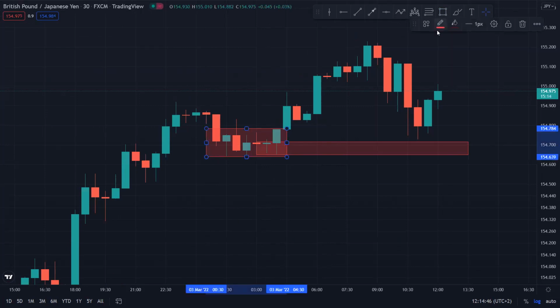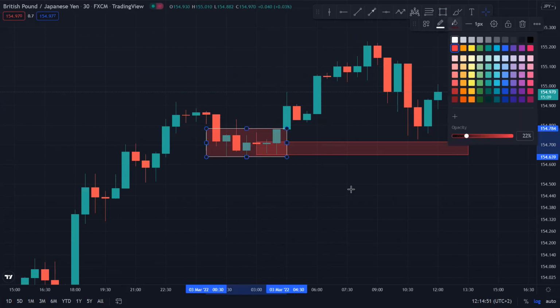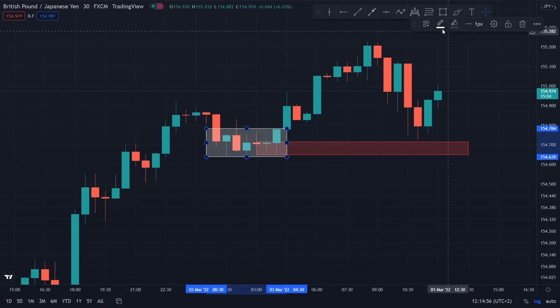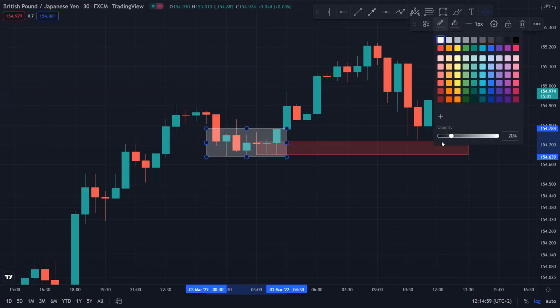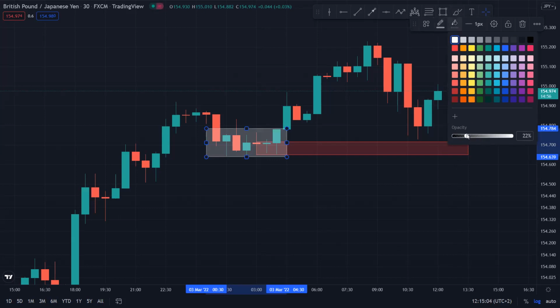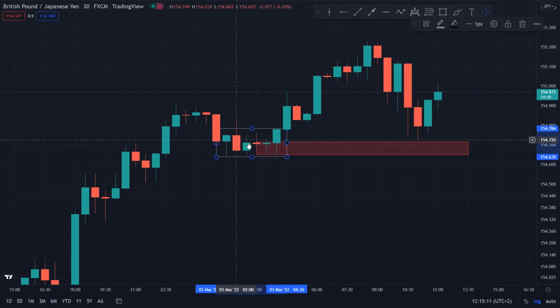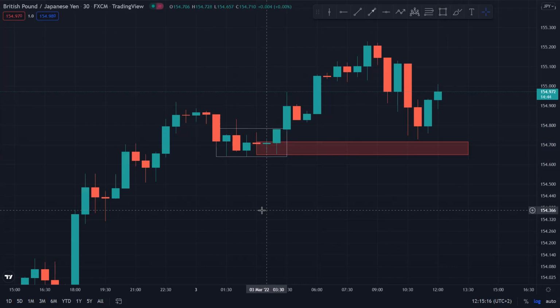So that red box, I've even put white. Let me change everything. I'll put white. So that white box is the structure of the market, which we have marked. We want to mark it. I have marked it with this white box. That is the structure where the market was creating the consolidation for quite a long period of time on a 30-minute time frame.